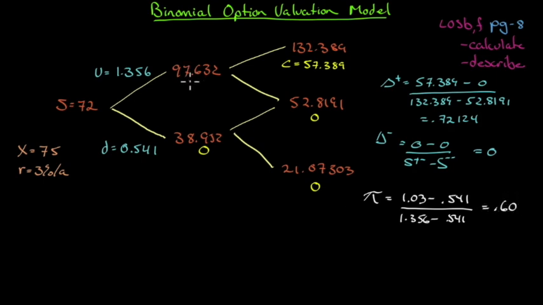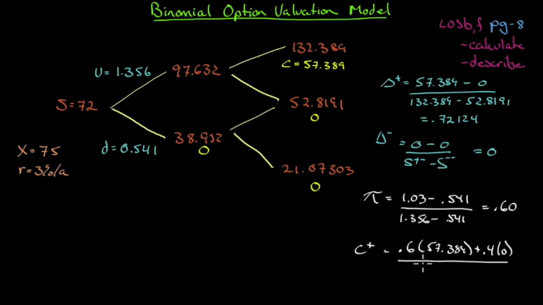So let's price out a call up here. We want to price out C plus because that's where C plus belongs. It will be: we have a probability of an up move of 0.6 times the value of the call at that point. We're right here, so it's 57.389. Plus the probability of a down move is 0.4 times 0. And that is the expected value of the option. And now we're looking for the present value of the expected value.